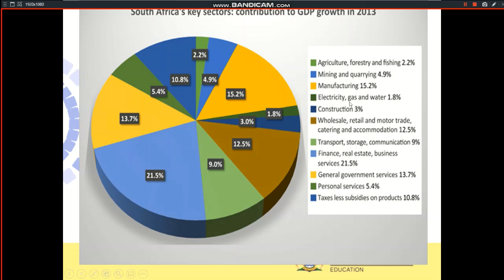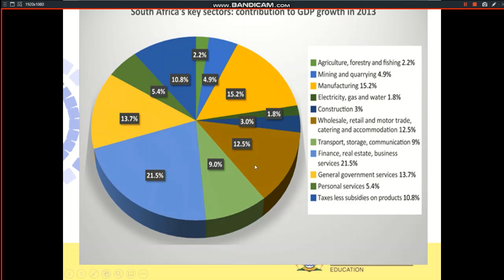Right. Electricity, gas and water, rendering of services, the green over there. Right. Construction. Right. Wholesale and retail, there you can see. Secondary. Transport. Finance, retail business, general government services, personal services, taxes. So in this specific graph, learners, it is actually telling you what is the contribution of the various sectors to GDP.